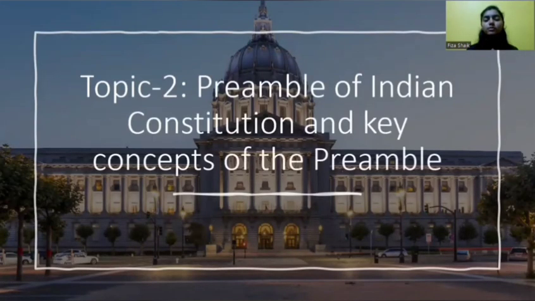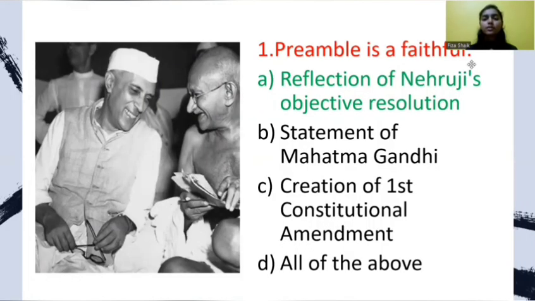Topic number 2, which is Preamble of Indian Constitution and key concepts of the Preamble. Question number 1. Preamble is a faithful, option A, reflection of Nehruji's objective resolution, option B, statement of Mahatma Gandhi, option C, creation of first constitutional amendment, and option D, all of the above. So the correct option is Preamble is a faithful reflection of Nehruji's objective resolution.